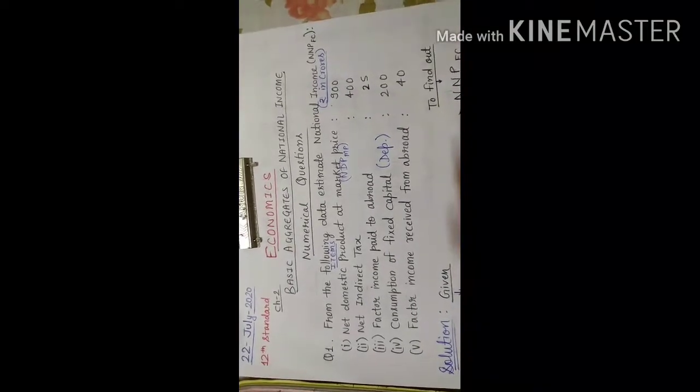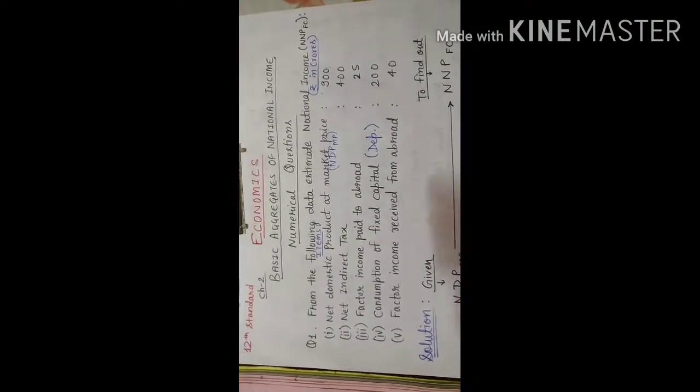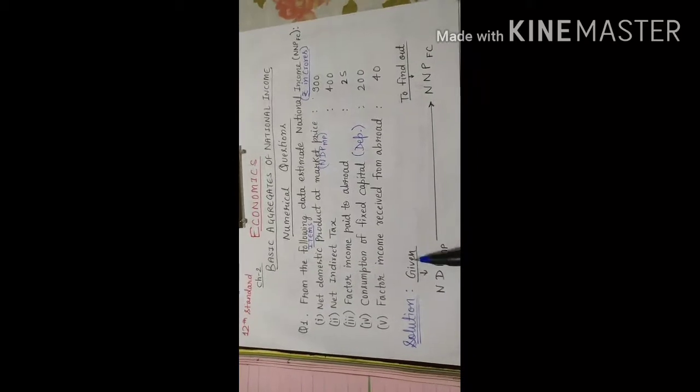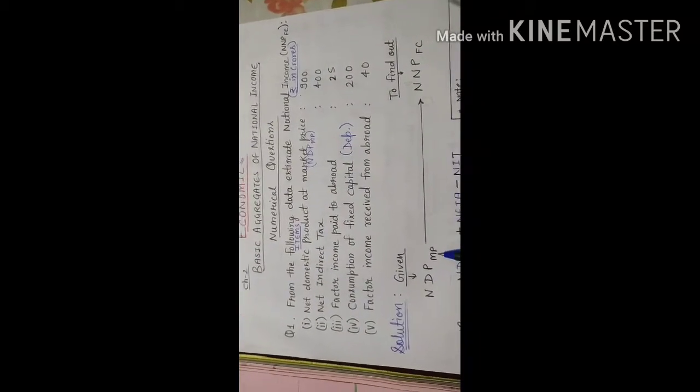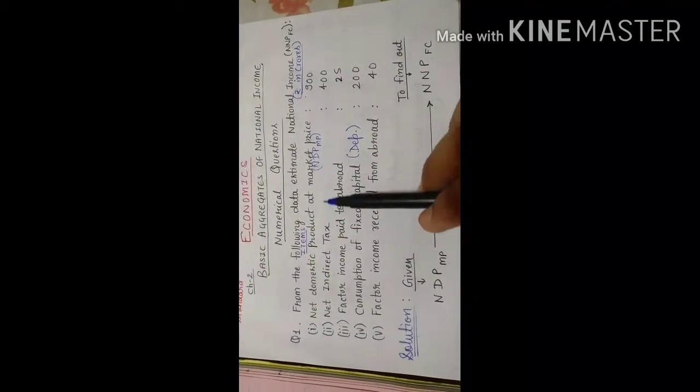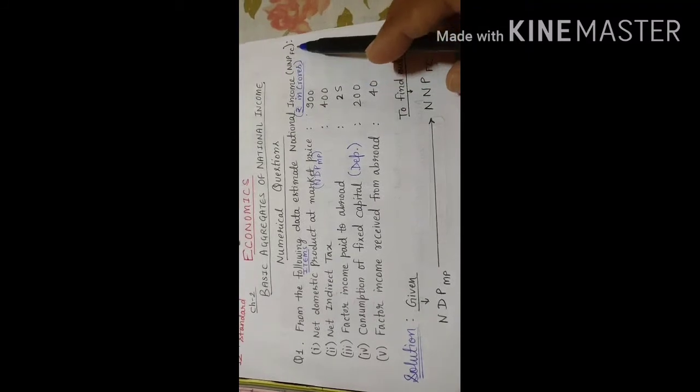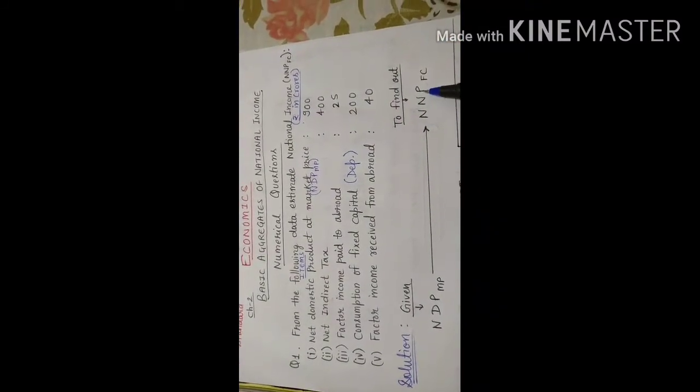Okay, so just check here. First we will write what is given to us and what we have to find out, and then we will find the formula which we have to put here. Now what is given to us? NDP at MP is given to us. Where? Just see here. NDP at MP is given, how much? This one, 900 crore. And we have to find what? NNP at FC.